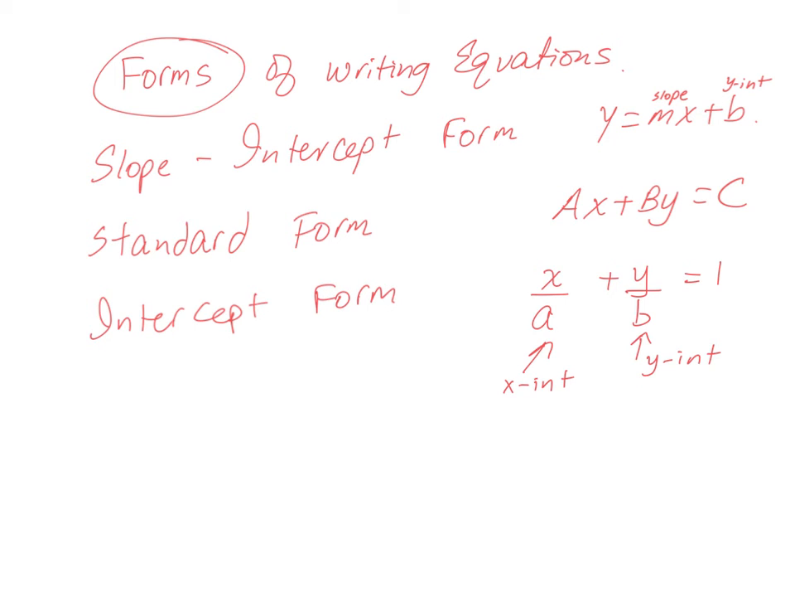So these are the 3 main important equations that we'll come across. And if you have the general form, then we bring everything to one side: ax plus by plus c is equal to 0.